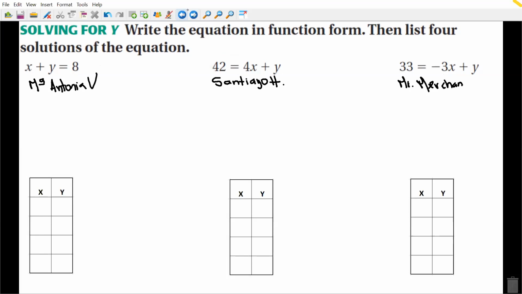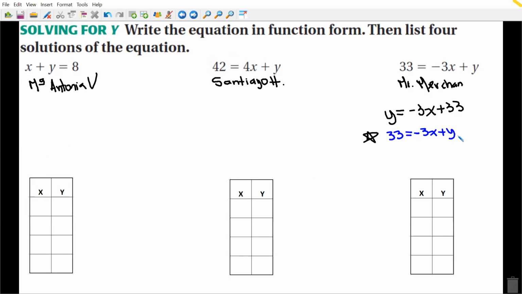Yes. Okay, so what should I do first? I turned it into function form, so it's y equals negative 3x plus 33. Okay, now, Mr. Merchant, the original question you have is going to be 33 equals negative 3x plus y, right?